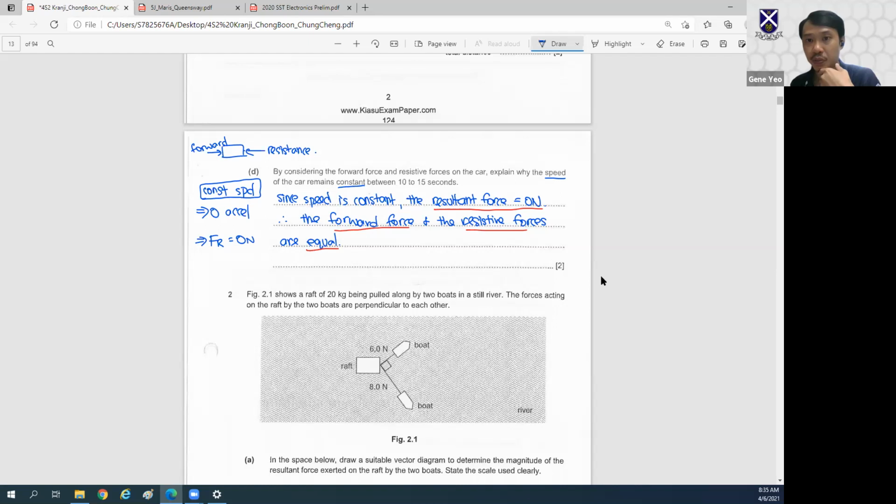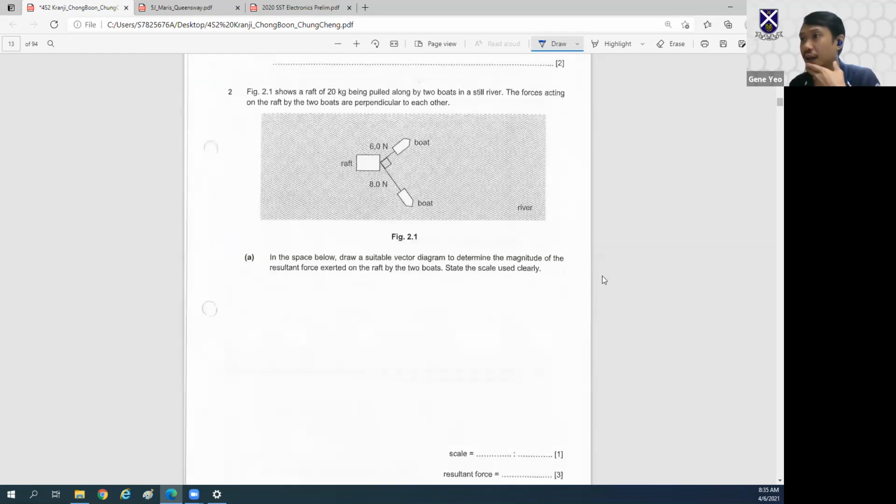Okay, so that was question 1 of paper 2. Unfortunately, I can't show you the working for question 2, simply because I need to show you using a ruler. And there's no ruler function with the Microsoft Edge that I'm using to show you with the annotation.